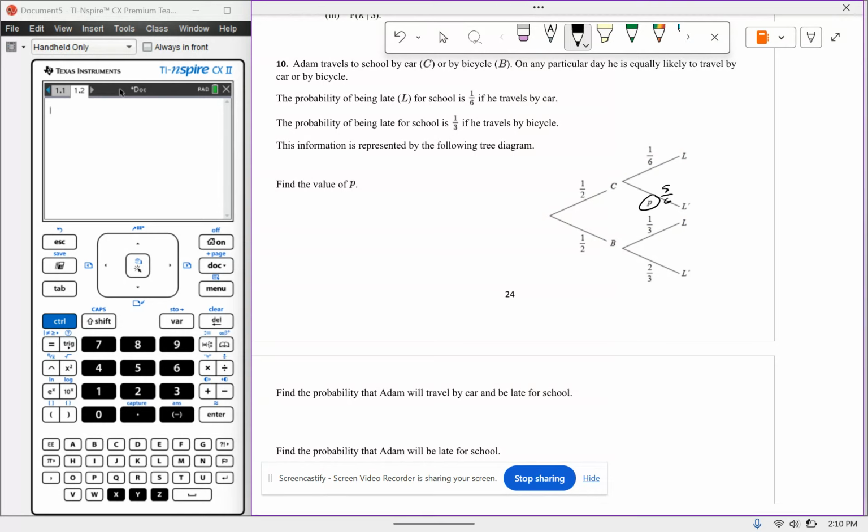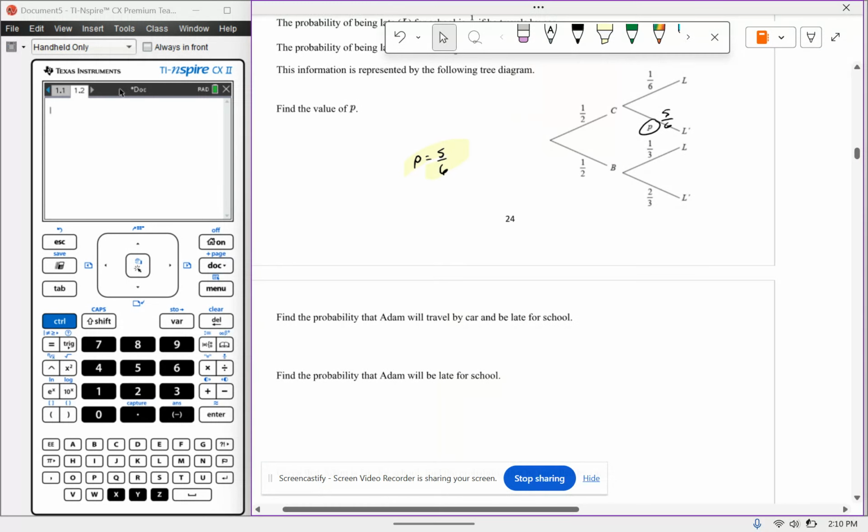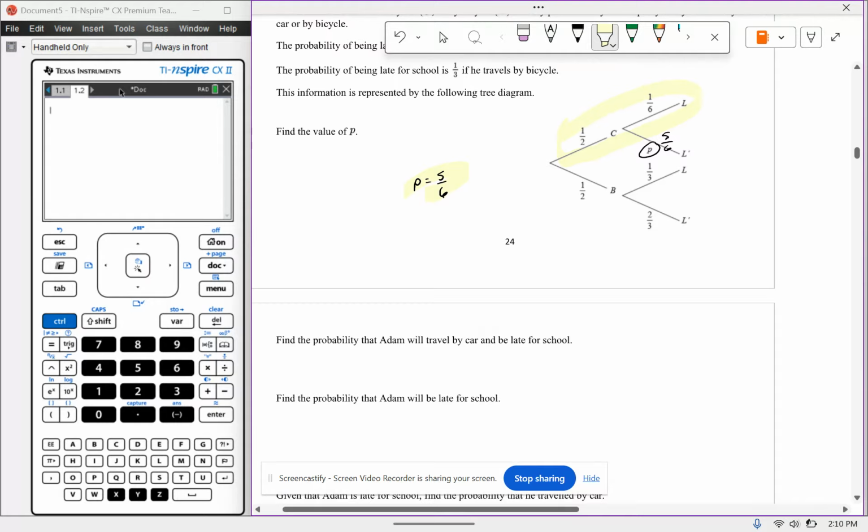All right. Find the probability that Adam will travel by car and be late for school. Car and late. 1/2 times 1/6. 1/12.